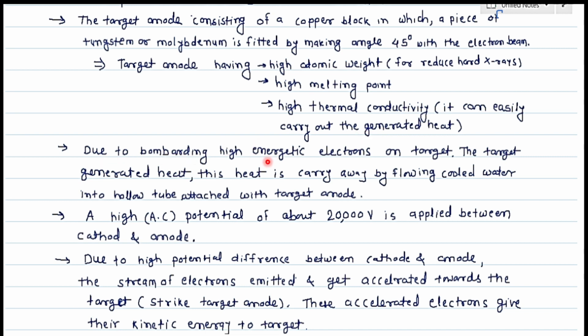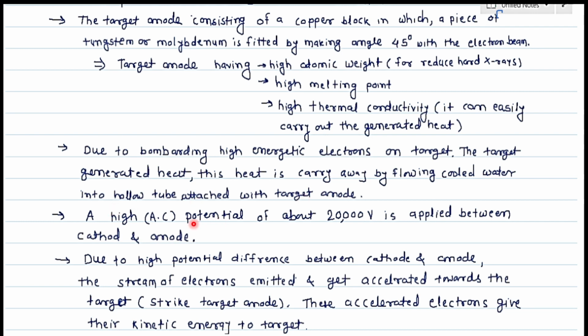Due to the bombarding of high energy electrons on the target, the target generates heat. This heat can be carried away by flowing cold water through a hollow tube attached to the target anode.